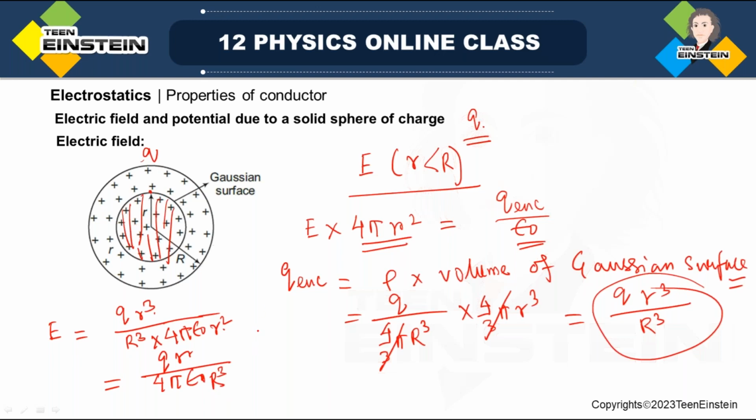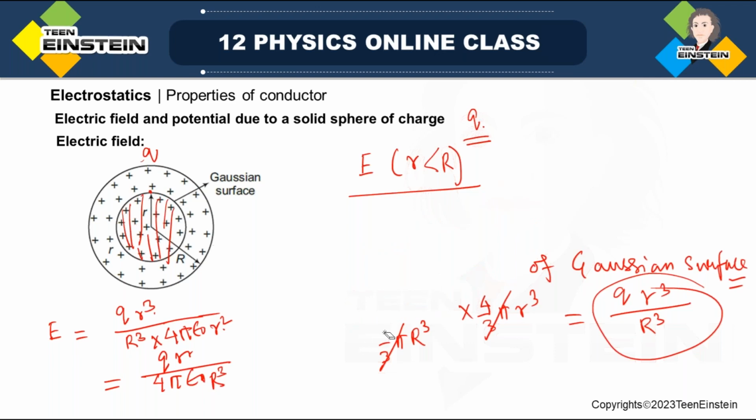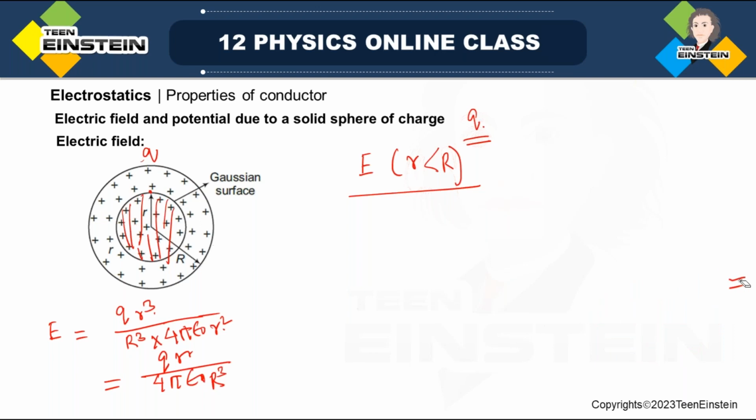But what is the electric field outside then? So I'll just write one by one. Okay, so I have got this expression. I hope it is clear to you. I'll just erase this part and write only the final result. These steps I'm erasing because I have to do it for the outer point also, and then we'll compare. So electric field inside will be Q r by 4 pi epsilon naught capital R cube.